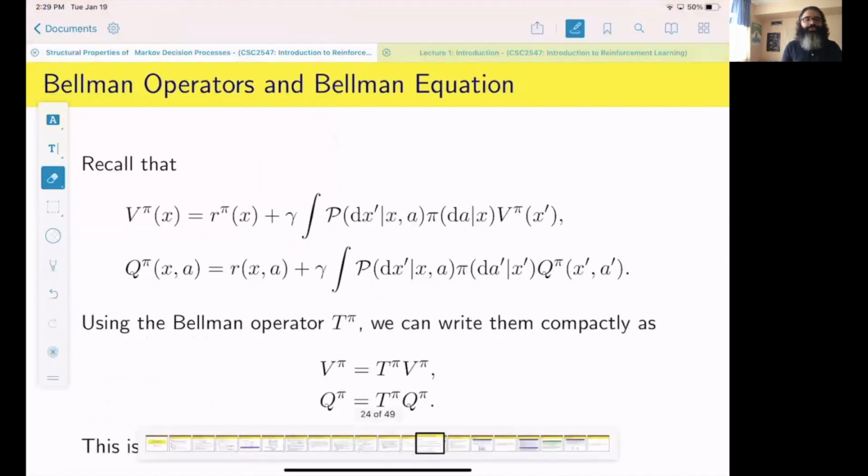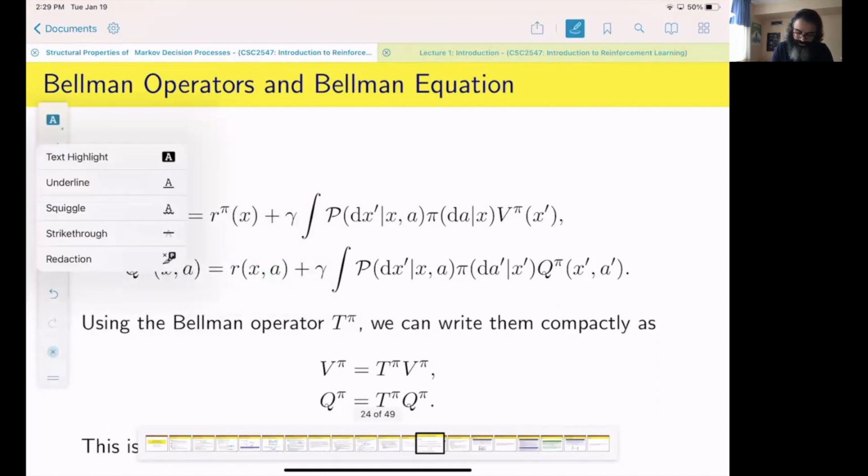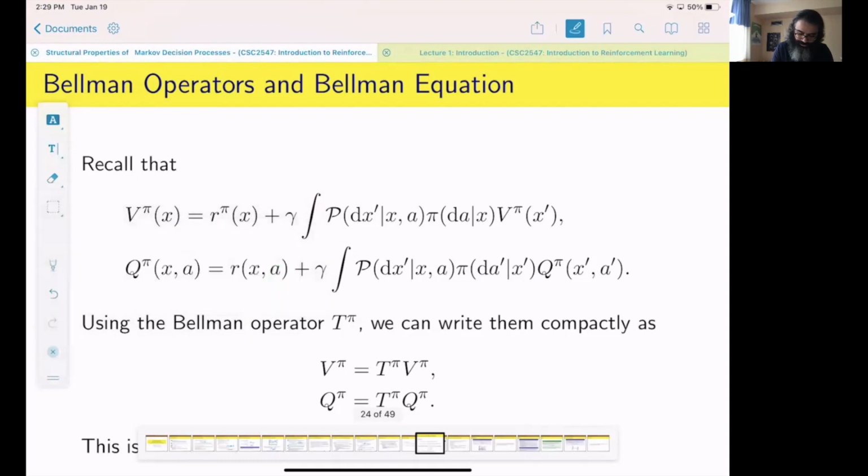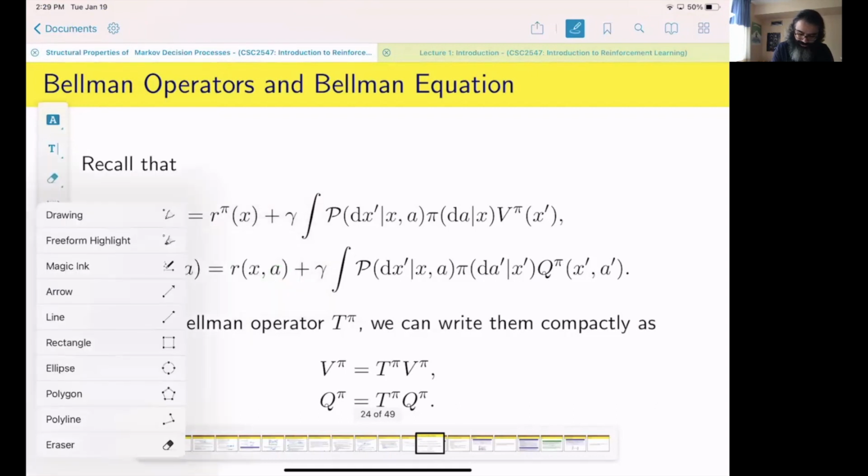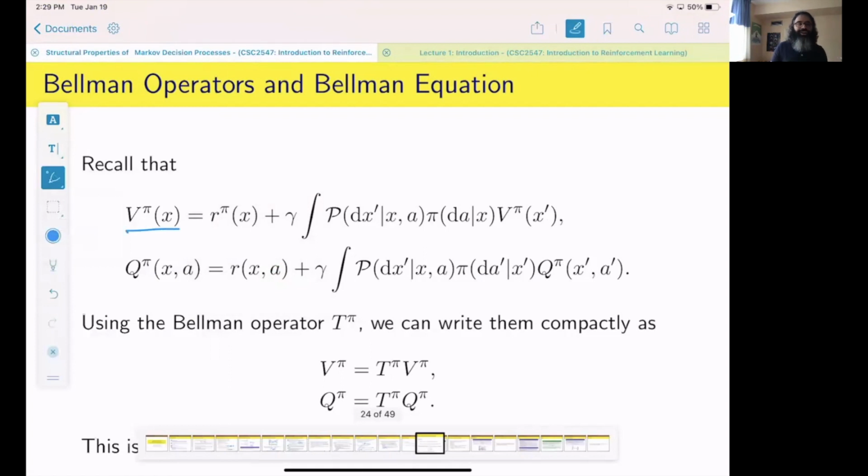So there is a relation, of course, I guess it should be clear, between Bellman equation and Bellman operators. Recall that the Bellman equation was like this. V pi was... So we have v pi on the left-hand side, v pi on the right-hand side. So this is a Bellman equation.